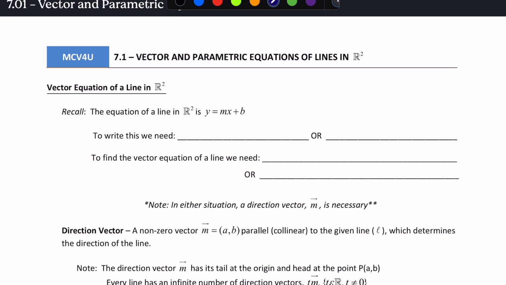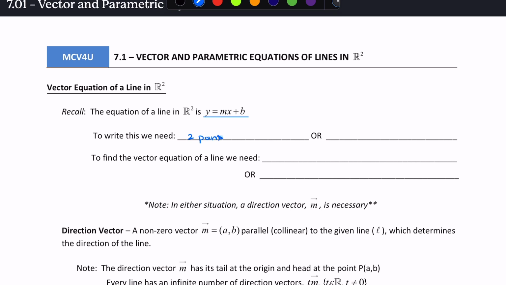Today we'll be looking at vector and parametric equations of lines in R² or 2 space. Again, remember when we look at vector equations of a line in 2 space, the equation of a line in 2 space is y is equal to mx plus b. And so to write this, again we need 2 points.